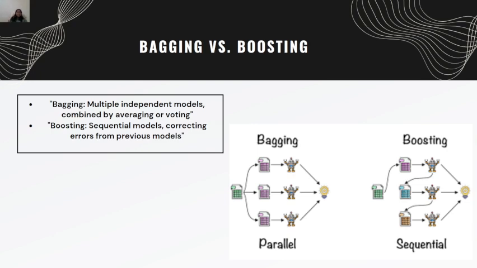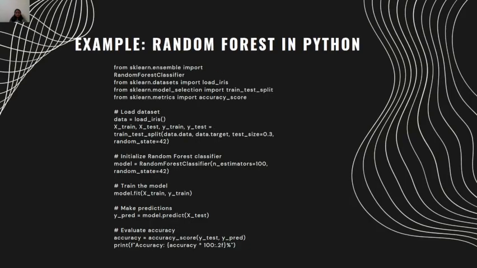Let's see an example of random forest, which uses bagging and combines decision trees. Here's an example of random forest in Python to classify the famous iris dataset. In this code, we are using a random forest classifier to train a random forest on the iris dataset. The model uses 100 decision trees and we evaluate its accuracy on the test set. This is a simple but powerful example of how ensemble methods like bagging can improve model performance.